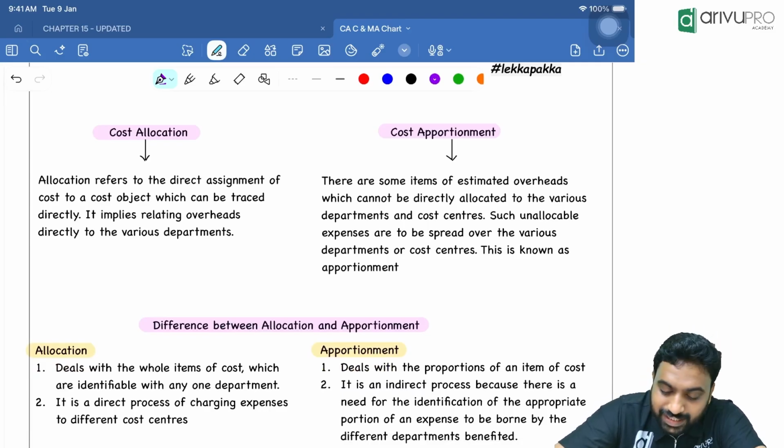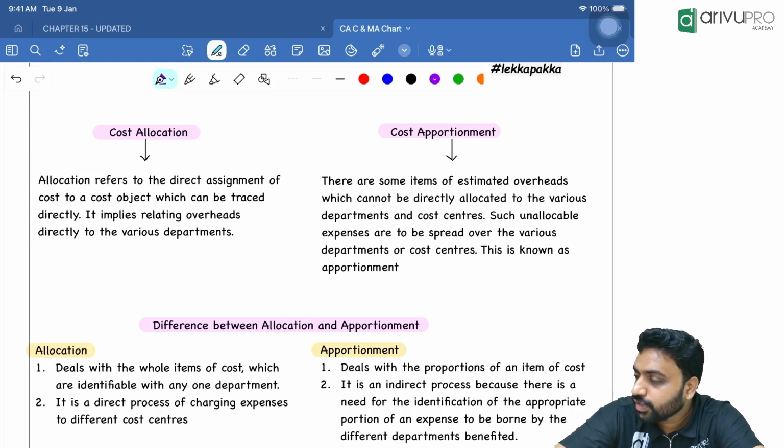Allocation refers to the direct assignment of cost to a cost object which can be traced directly. It implies relating overhead directly to the various departments. Whereas cost apportionment is there are some items of estimated overheads which cannot be directly allocated to the various departments and cost centers. By the way, departments we call it as cost centers also. Cost center is nothing but a particular thing for which the cost will be determined. Such unallocable expenses are to be spread over the various departments or cost centers. This is known as apportionment.